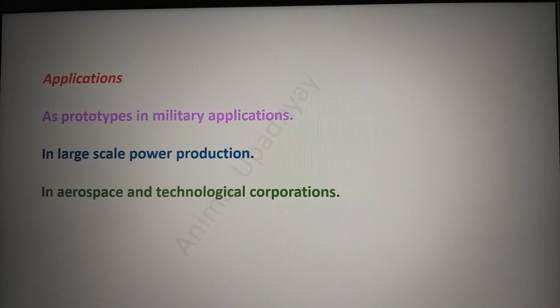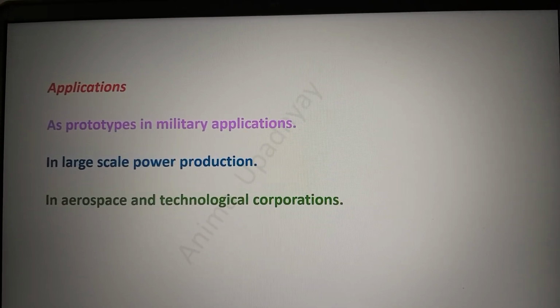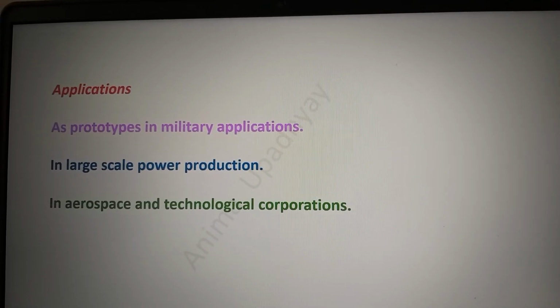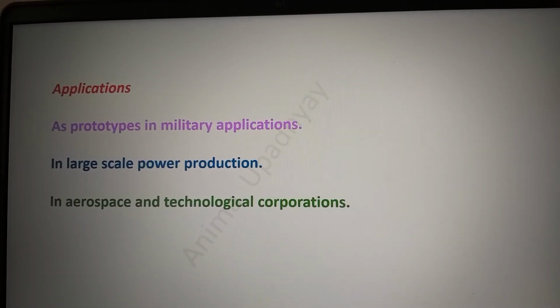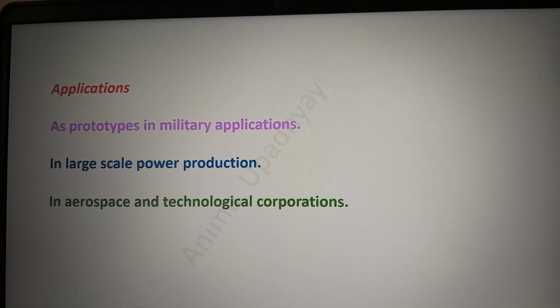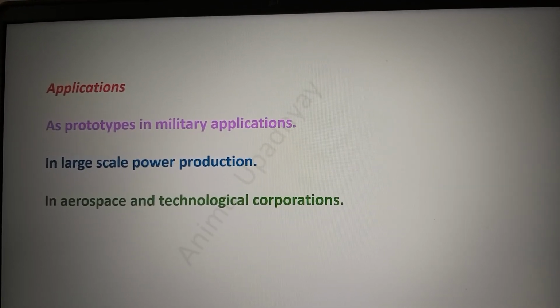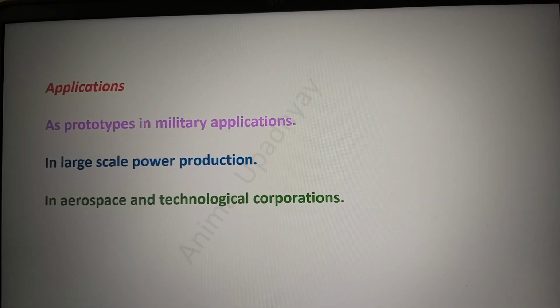It is used as prototypes in military applications, in large scale power production, in aerospace and technological corporations. So the applications are almost like the hydrogen oxygen fuel cells. But here carbon dioxide is produced as a byproduct. In the hydrogen oxygen fuel cell, only water is produced. So we have to decide according to our applications which fuel cell we should use.